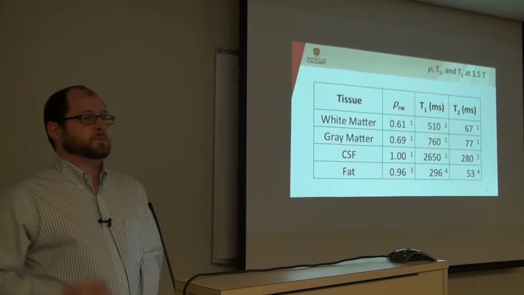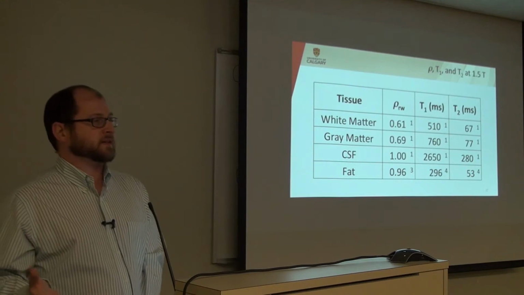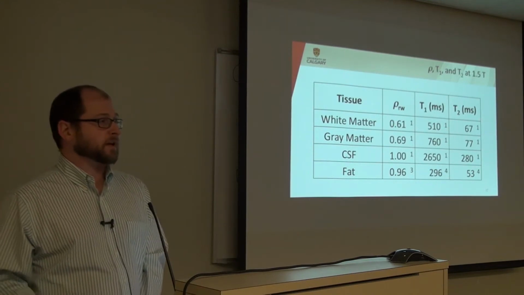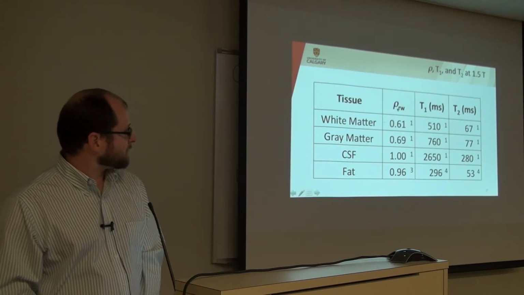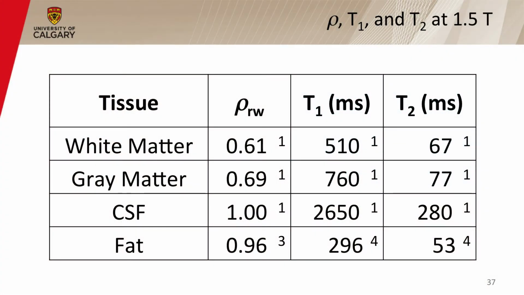So different chemical species have different magnetic properties. At the very beginning we talked about the density, and this RW means relative to water. If you look at cerebral spinal fluid, it's mostly water, so when you look at the proton density of CSF, it's basically 1 because it's 1 relative to water.